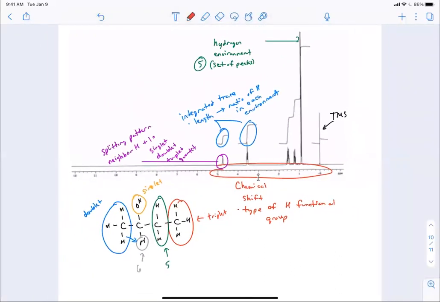So analyzing this, knowing all 4 parts of it, splitting pattern, integrated trace, sets of peaks, and the chemical shift will help you maximize your points. And it helps you eliminate isomers, right? The idea here is that you might have 2 possible isomers and they have a different number of environments, or different shifts, or different splitting patterns, and that will be reflected in your NMR spectroscopy.